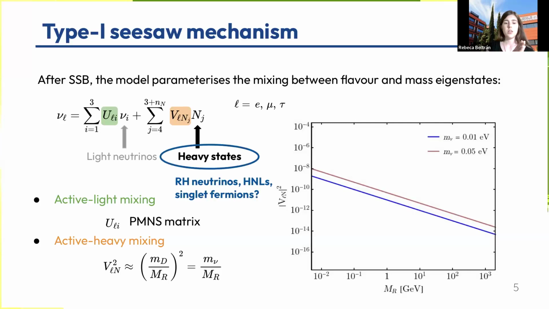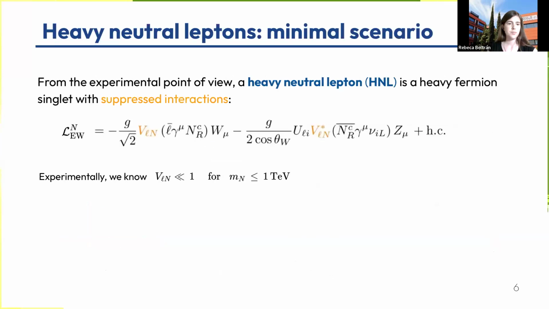So if these heavy states exist, how should we call them? Right-handed neutrinos, singlet fermions, sterile neutrinos, heavy neutral leptons. So let me just introduce this concept of HNLs. Okay.